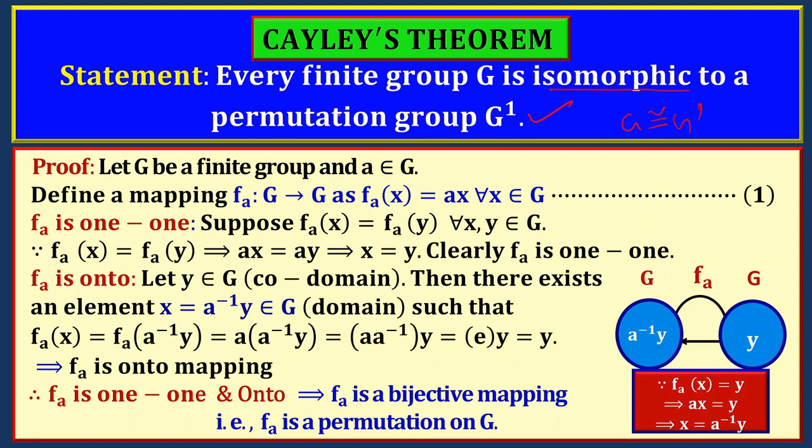Permutation group: first we define a permutation. A bijective mapping is called a permutation. Bijective means 1-1 and onto.